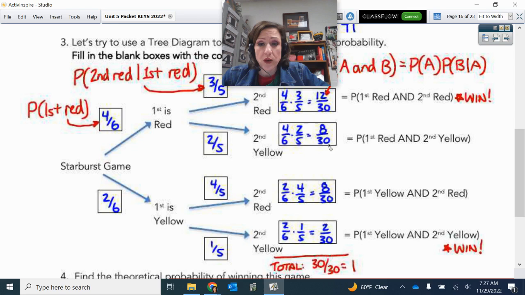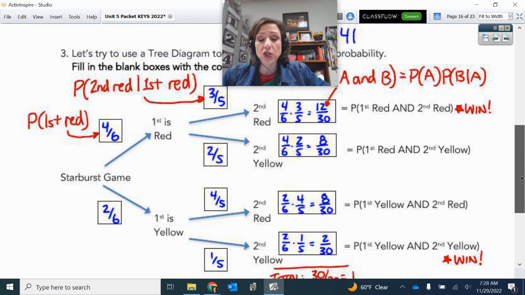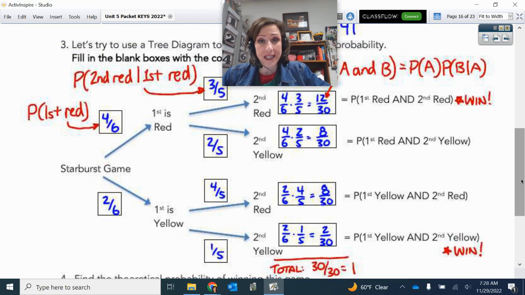So if you added 12, 8, 8, and 2, you get all the possible combinations that could happen. That's 30 out of 30. And so that's all the 100% of events that could occur when you draw 2. So let's talk about this situation here. What is the probability you're going to win?